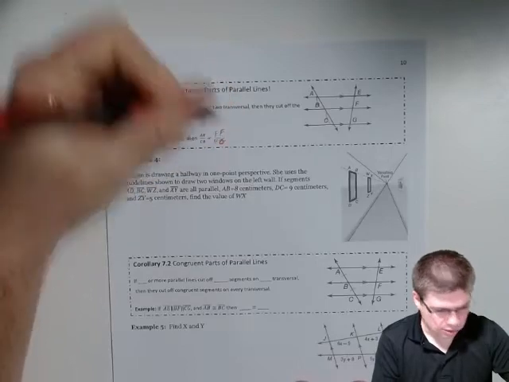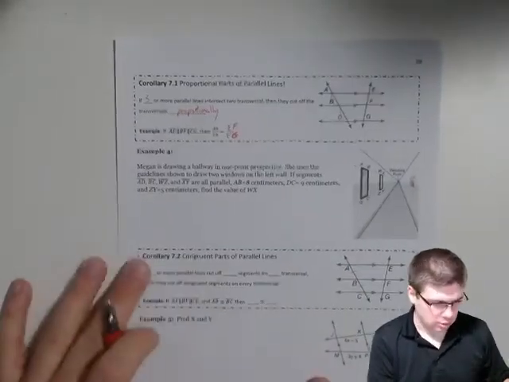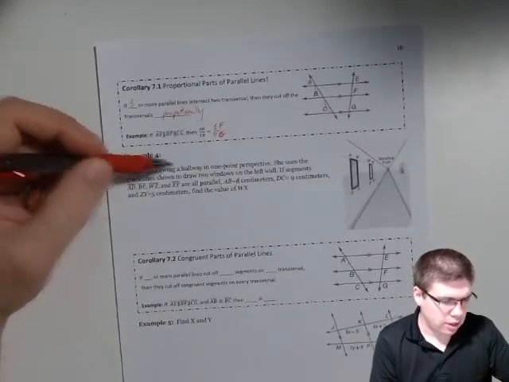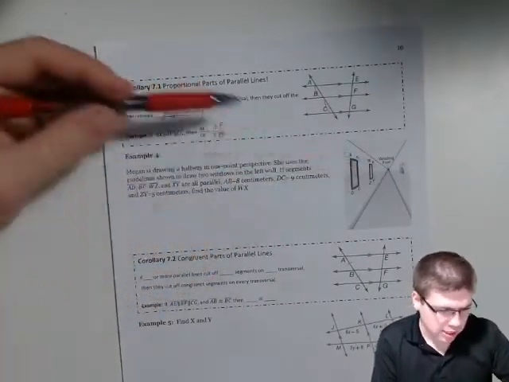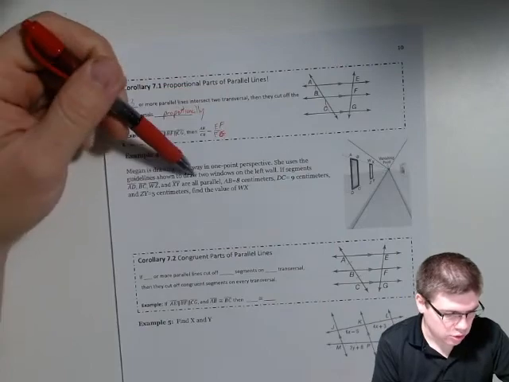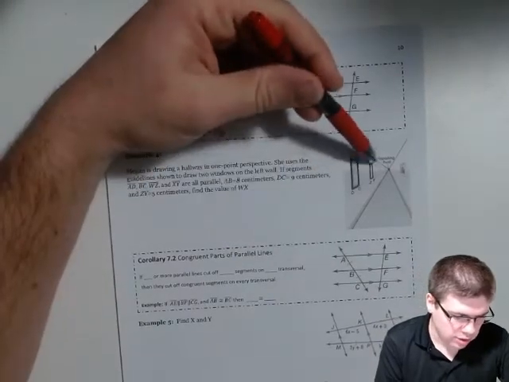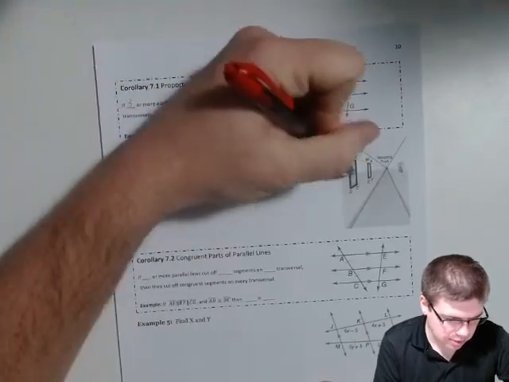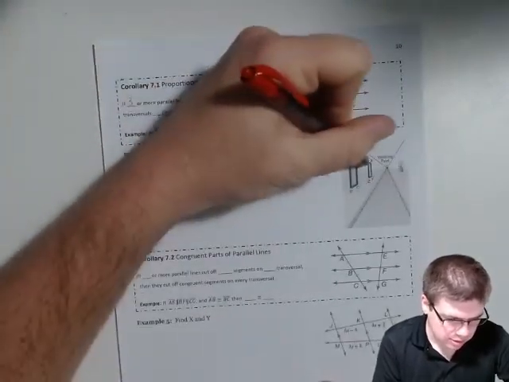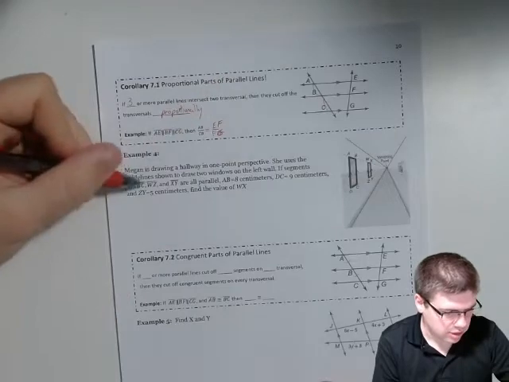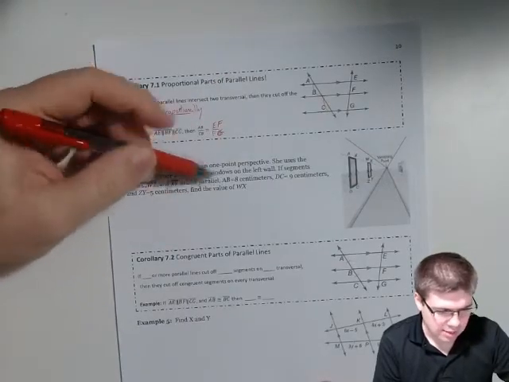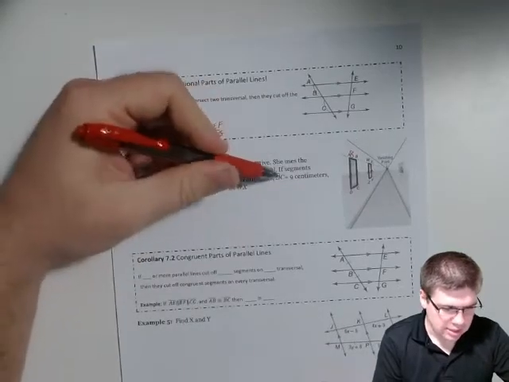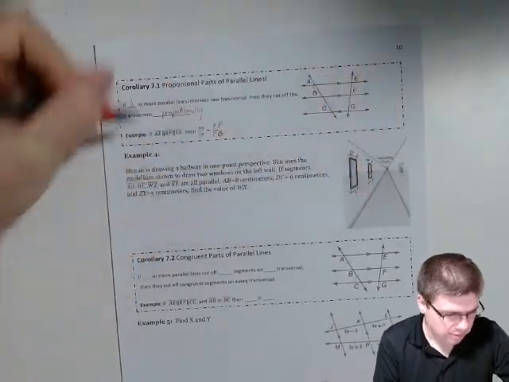And so we can use that, and that relates to triangle similarity, so we can use that to solve various problems such as this one. Megan is drawing a hallway in 1-point perspective. She uses the guidelines shown to draw the 2 windows on the left walls. If segments AD there is parallel to BC and WZ and XY, all those segments are parallel, and AB is 8 centimeters and DC is 9 centimeters.